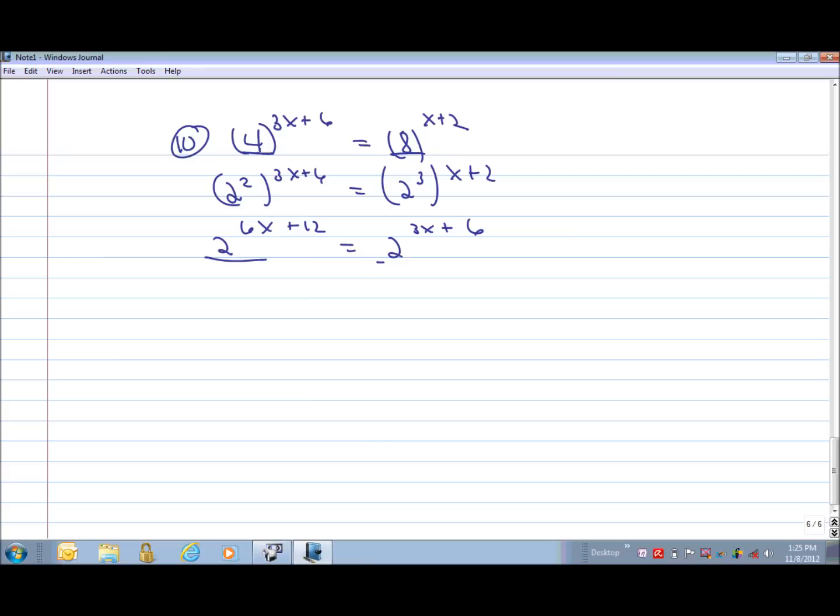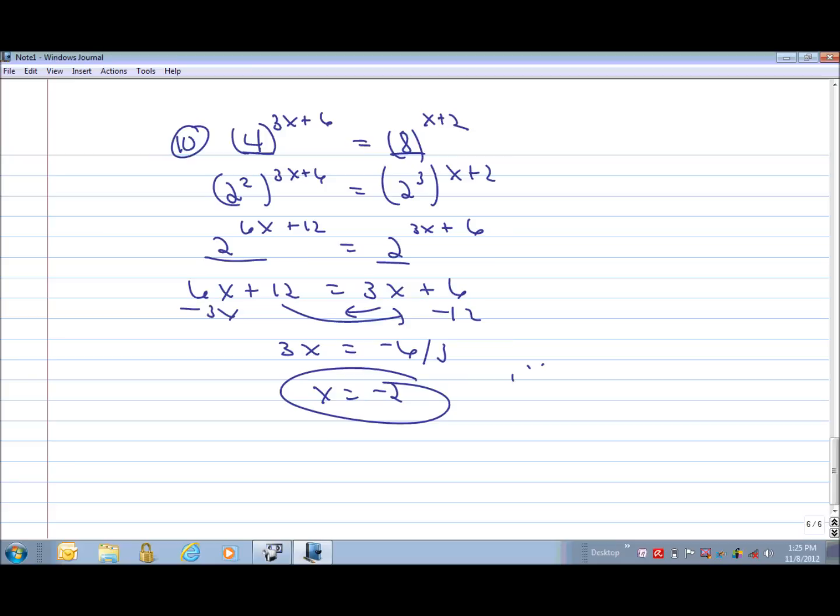And now our bases are one to one, so we're solving 6x plus 12 equals 3x plus 6. Letters to the left, so I would subtract 3x on this side, numbers to the right, I'm going to subtract 12 on this side, and we are cleaning things up. So we get 3x equals negative 6, divided by 3, and x is equal to negative 2. And that's okay because it was exponential. And we're going to say it, go Bearcats.